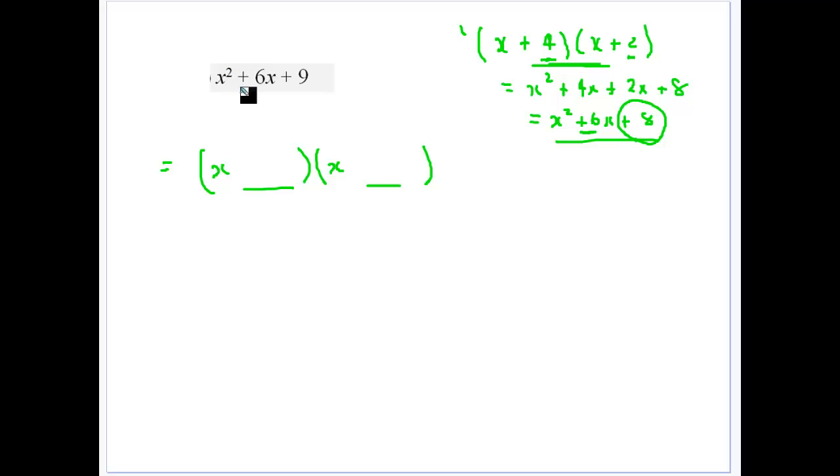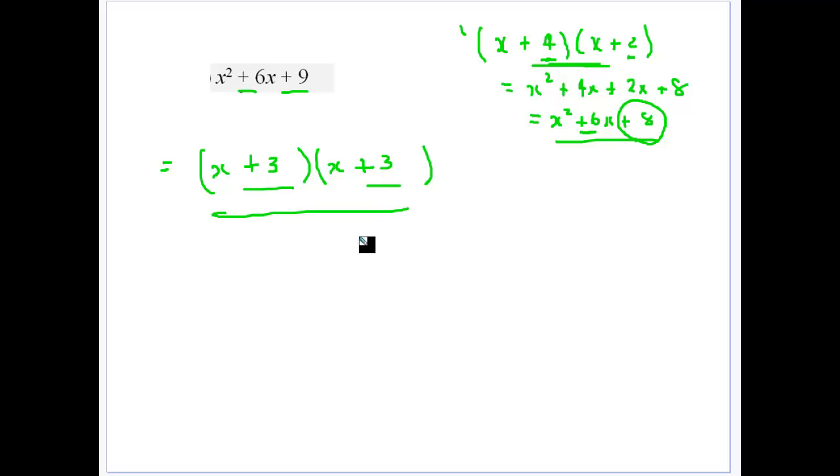Which leaves us to ask, what 2 numbers will multiply to give you 9 but add to give you 6? That's the little trick you've got to come up with, because there are combinations that multiply to give you 9. 3 times 3 gives you 9, and 1 times 9 gives you 9. But do any of those combinations add to give you positive 6? Yes, they do. That would be plus 3 there and plus 3 there.